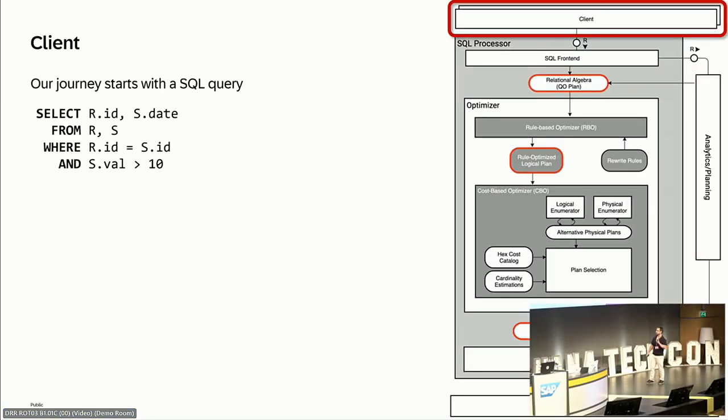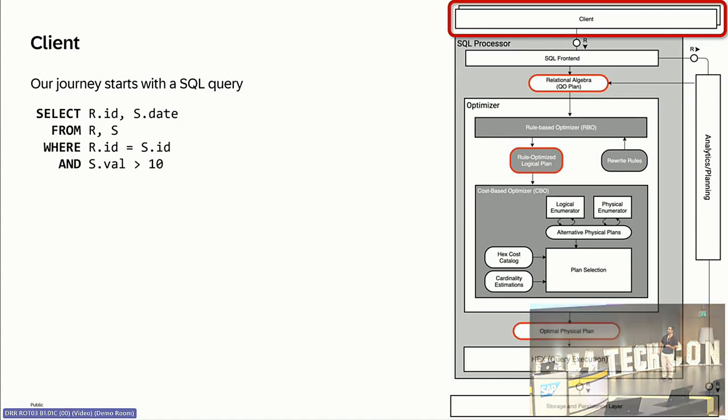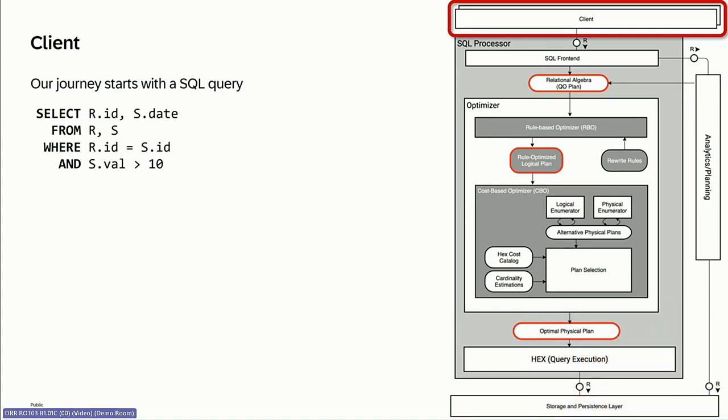Now, HEX really in a nutshell. So the journey through HEX to an executable plan. So we start at the client with a very simple SQL query, like the one here where you see a join on 2 tables R and S on an ID, and it has an additional predicate S-val greater than 10, which is followed again by a projection which extracts the relevant data for us. So R-ID and S-state.